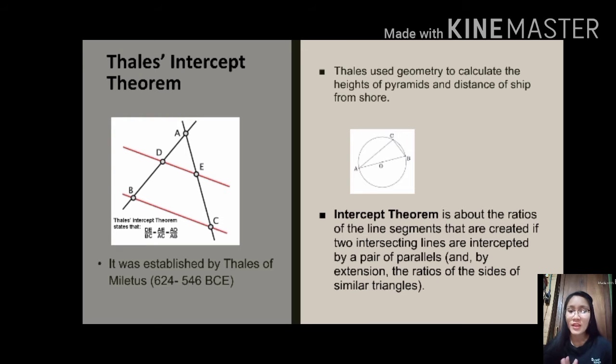So, ganito yun. Kapag mag-drawing ka ng triangle or right triangle sa circle, ang diameter nun is always the hypotenuse kasi it is always the longest line within a triangle. So, the opposite angle of that hypotenuse is a right angle. Intercept theorem is about the ratios of the line segments that are created if two intersecting lines are intercepted by a pair of parallels.